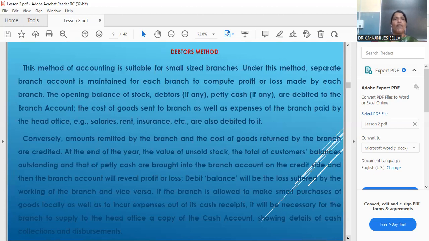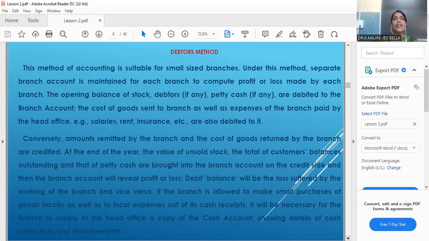This method of accounting is suitable for small-sized branches. Under this method, a separate branch account is maintained for each branch to compute profit or loss made by each branch. The opening balance of stock, debtors, petty cash are debited to the branch account. The cost of goods sent to branch as well as expenses of the branch paid by the head office, that is the salaries, rent, insurance, etc., are also debited to it.